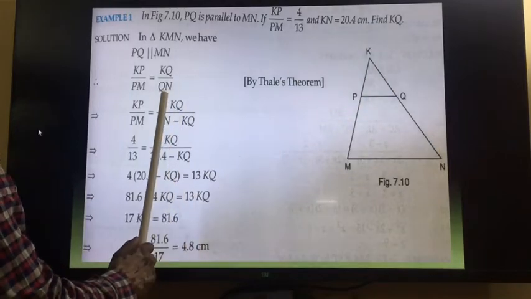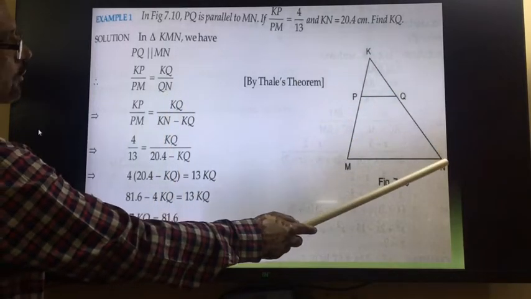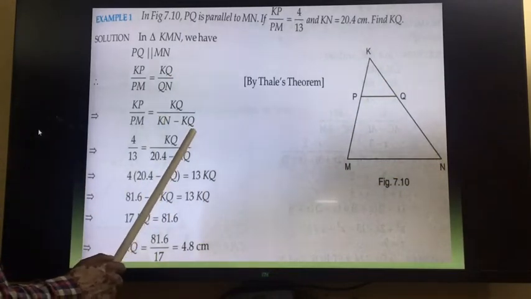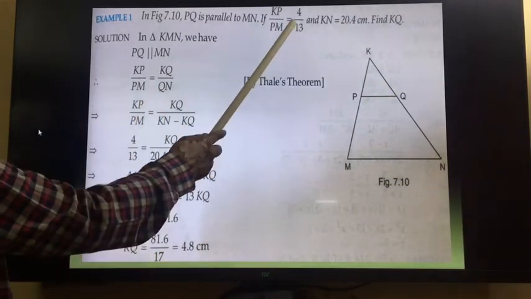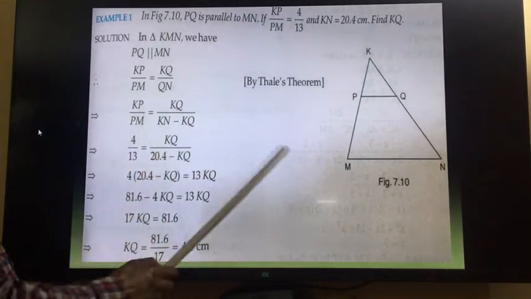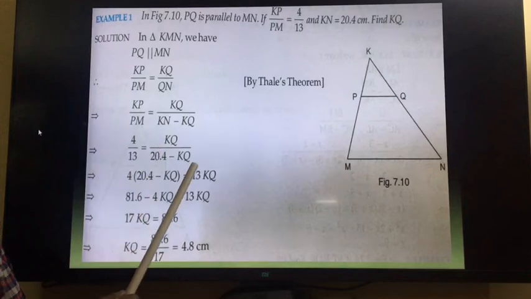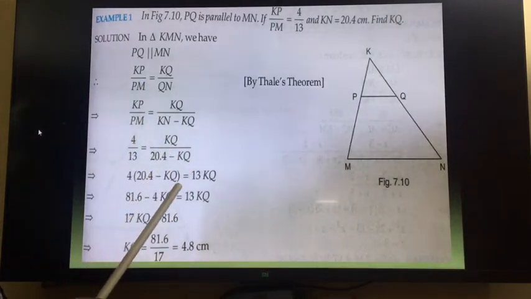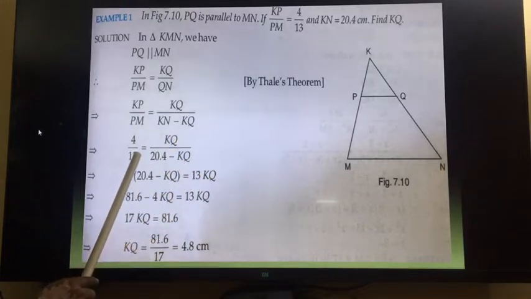We want to write Q1. So Q1 will be equal to KN minus KQ. After that, KP upon PM, it is given 4 upon 13, is equal to KQ upon KN full line. It is given 20.4 minus KQ. After that, cross multiply: 4 into 20.4 minus KQ is equal to 13 into KQ.